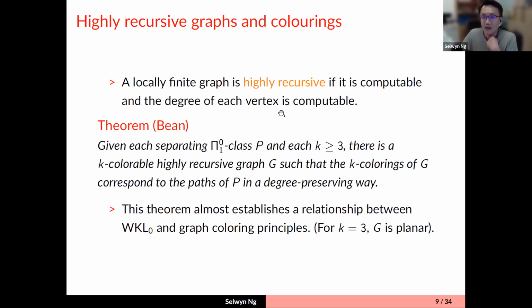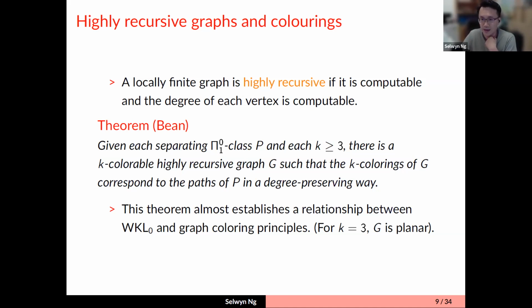So there is a related notion that had been considered during that time, which is that of highly recursive. So a locally finite graph. Locally finite means that every vertex has got finite degree. It is highly recursive if, first of all, it's a computable graph, and secondly, the degree of each vertex itself is also computable. So highly recursive graphs give a lot of information, because you could require all the neighbors of a vertex to be computed at any time.